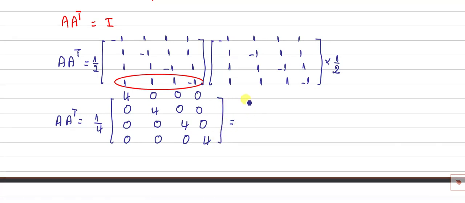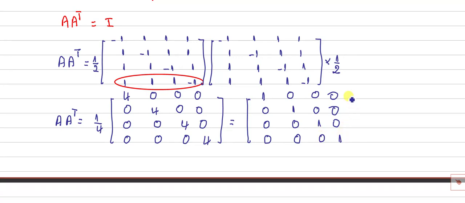So it's equal to, this one we multiply with 1 over 4, is 1, 0, 0, 0. This one is 0, 1, 0, 0, 0, 0, 1, 0, 0, 0, 0, 1. It is the identity matrix.